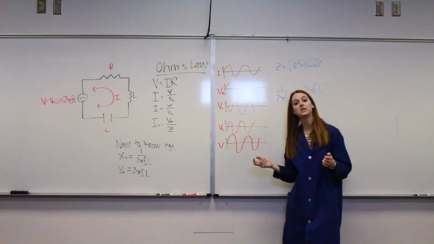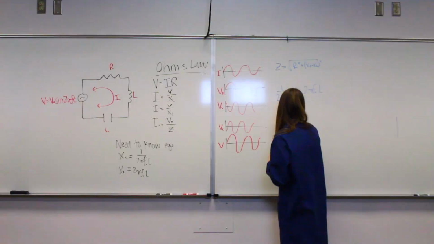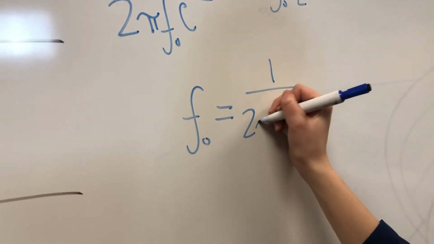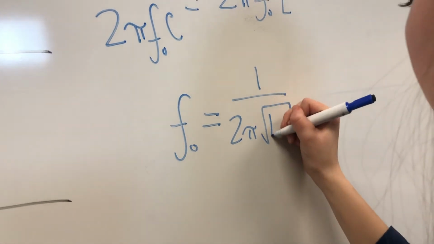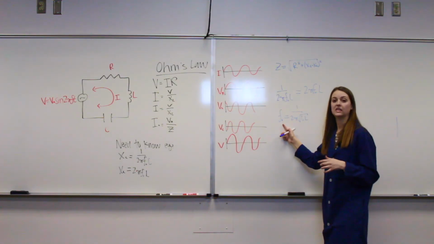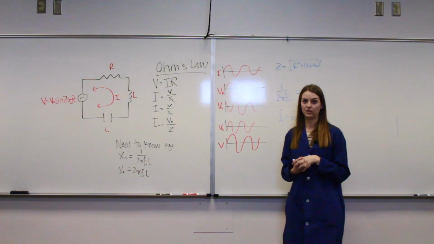Now with some algebra we can get F0 by itself, which makes it so that F0 equals 1 over 2 pi times the square root of C times L. And that is our resonant frequency. That is what we can solve for when we are looking at resonance within an RLC circuit.